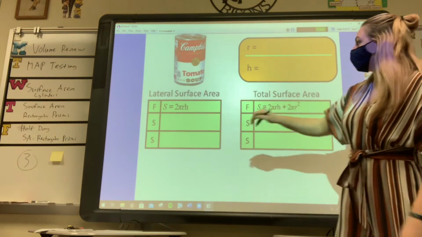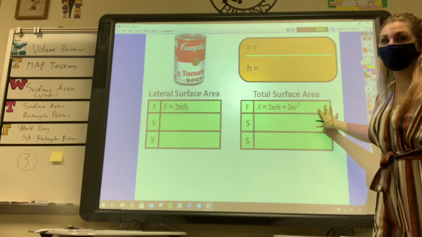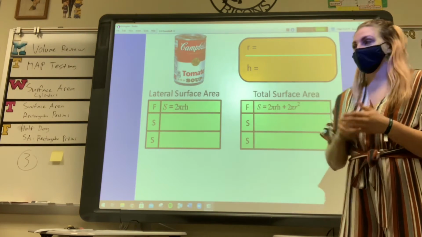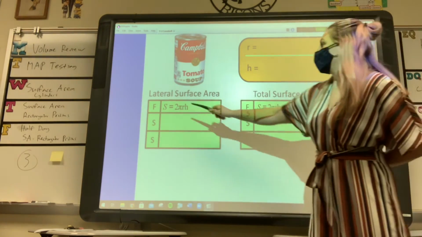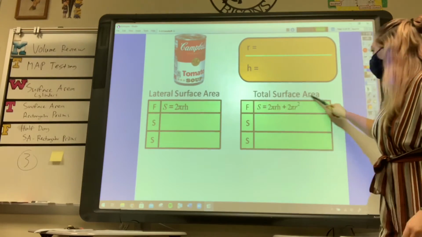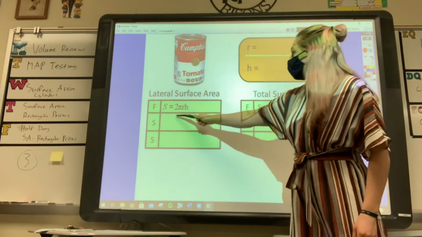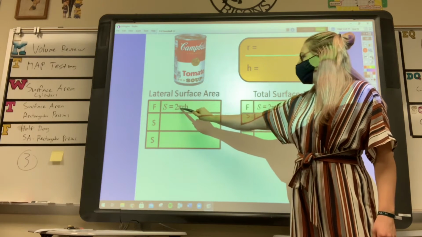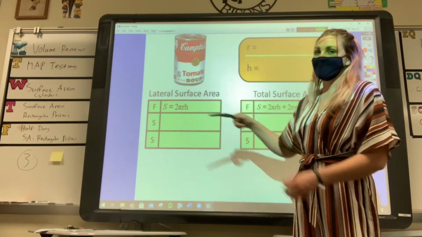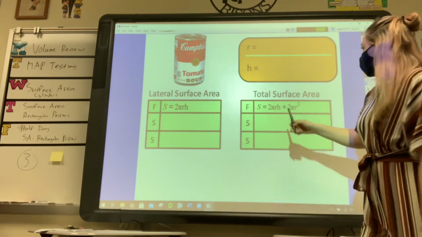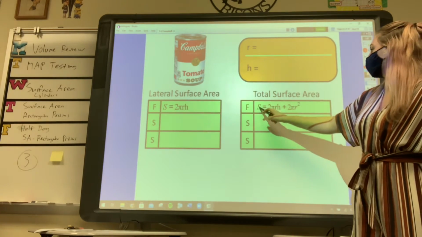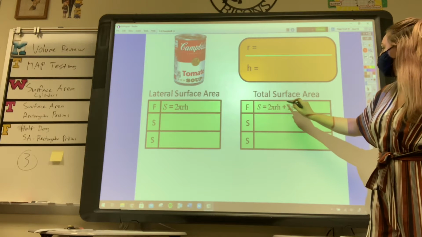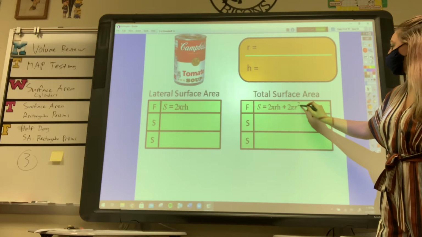So we have a formula, and again, these are formulas that will be available to you and not required to memorize. They'll be on your formula charts. So we have a lateral surface area and a total surface area, and the formula is as follows. So we have the surface area equals 2 times pi times radius times height for the lateral surface area. And we have a total surface area that reads surface area equals 2 times pi times radius times height plus 2 times pi times radius squared.